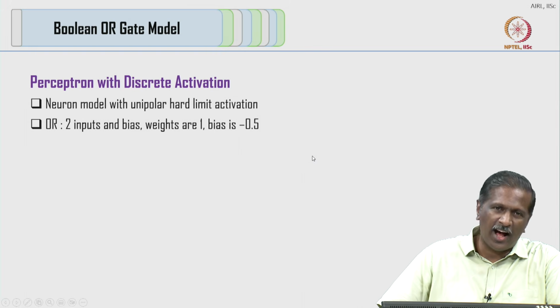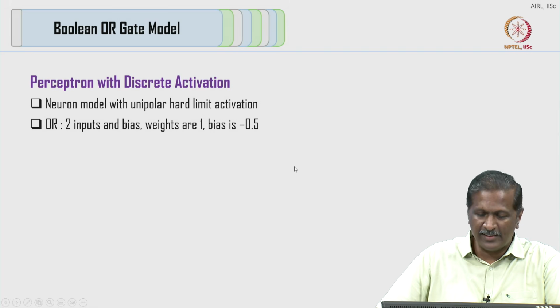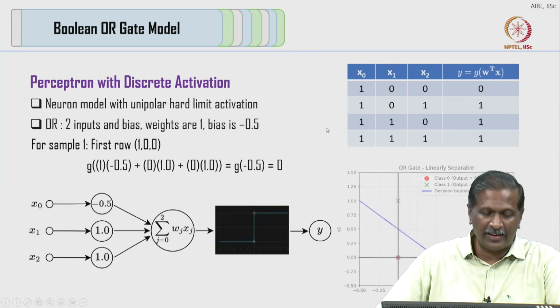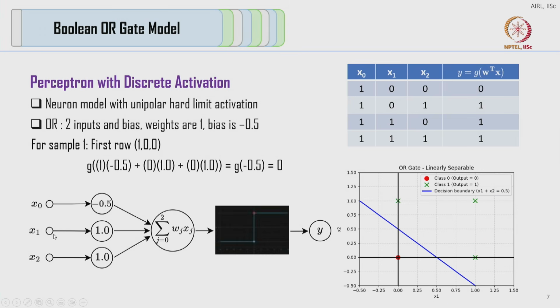Now, let us look at the OR gate problem. There are two inputs and a bias, right. What are the inputs? 0 0 is 0, 0 1 is 1, 1 0 is 1, 1 1 is 1, and the bias value is 1. Now, this is my weight. For both inputs x1 and x2, the synaptic weight is equal to 1, and W naught, the bias weight, is minus 0.5.